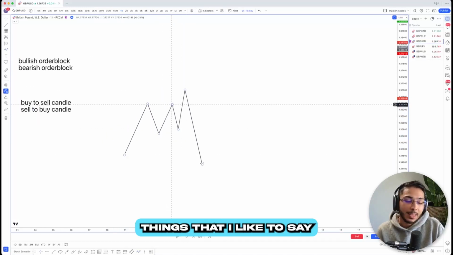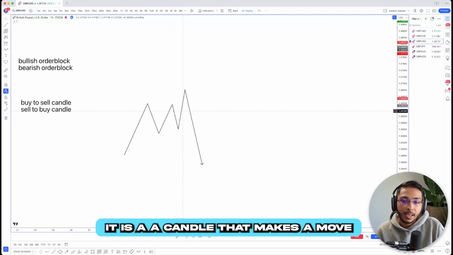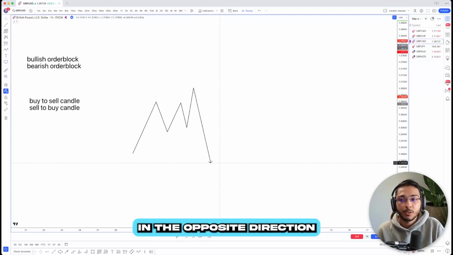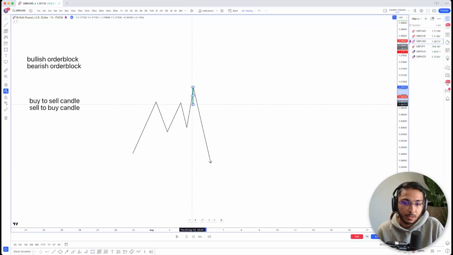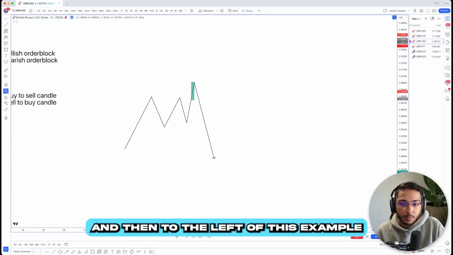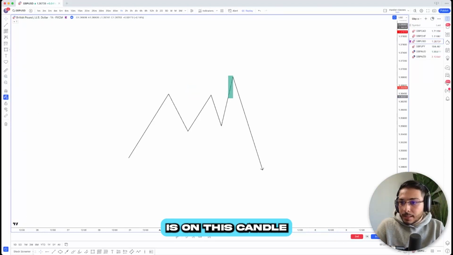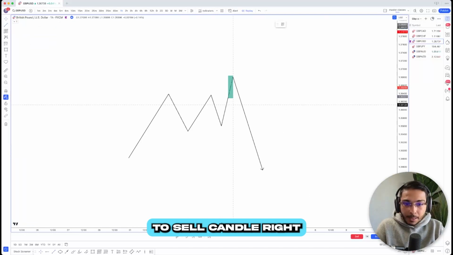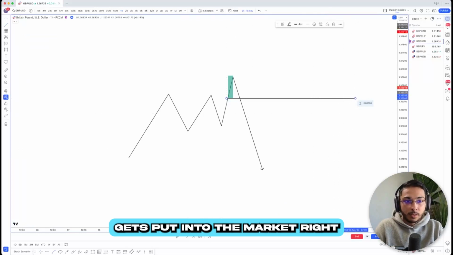One of the key characteristics of an order block is that it is a candle that makes a move to grab some type of liquidity before having an aggressive move in the opposite direction. So let's say in this example, we have a bullish candle right here. And to the left of this example, let's zoom in really quick. On this candle, this is going to be our buy-to-sell candle, right? This is where an influx of buying orders gets put into the market.